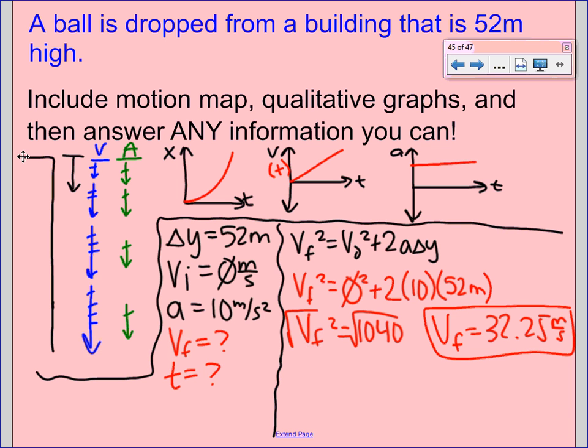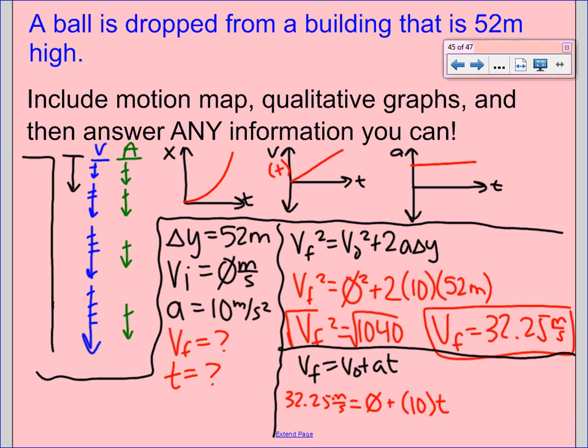The last thing I'd want to solve for now is time. There's two equations that have time in it, but I'm going to use the easier of the two. I'm going to just use v final equals v initial plus at. All right, I know what my final velocity is. It's 32.25. My initial velocity was 0, plus my acceleration is 10, and I want to solve for time. Doing that, I'm going to end up getting a time of approximately 3.22 seconds.